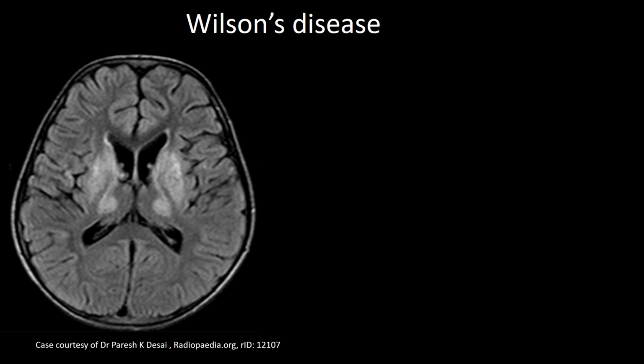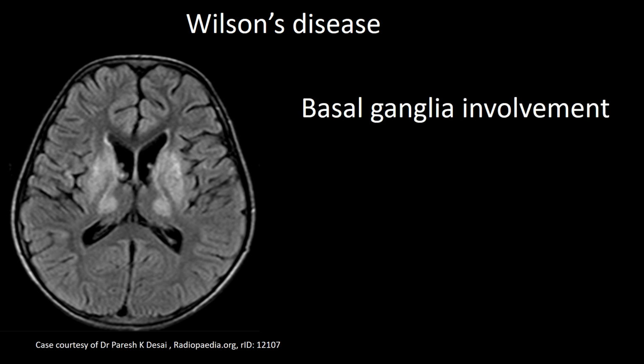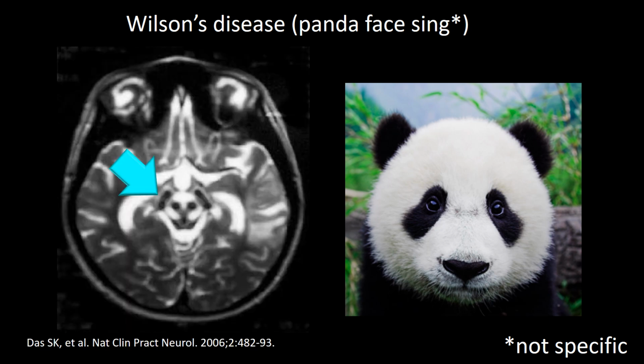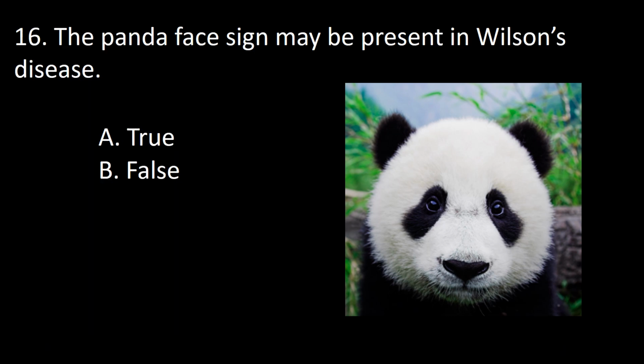This is an MRI of a patient with Wilson disease. You can see basal ganglia involvement, but also thalamic involvement. But the cutest MRI finding in Wilson disease is the panda sign, as you can see here. This finding is due to swelling of the white matter in the midbrain with relative sparing of the peduncles and the red nucleus. So the answer to this question is true.